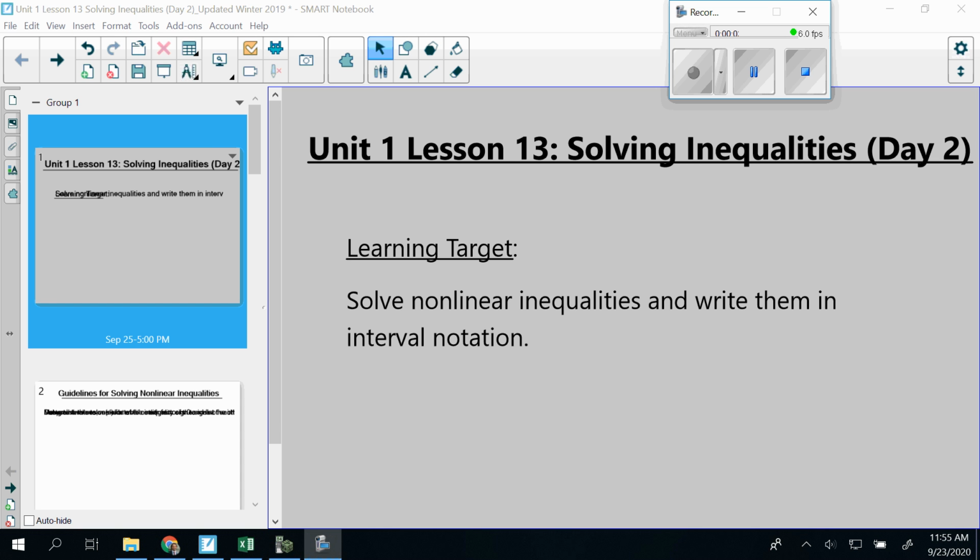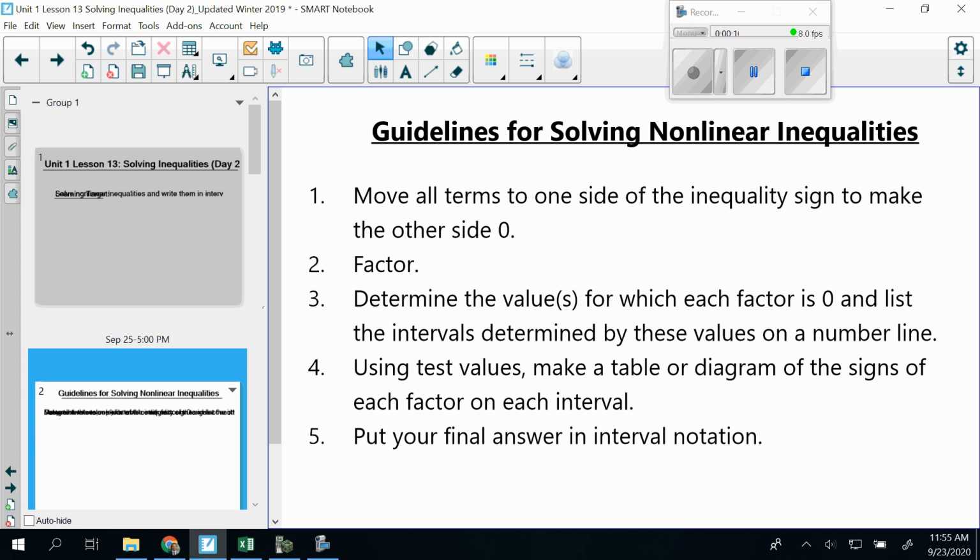All right, we're going to continue solving inequalities. We're going to look at nonlinear inequalities today and see how we can write those in that same interval notation.